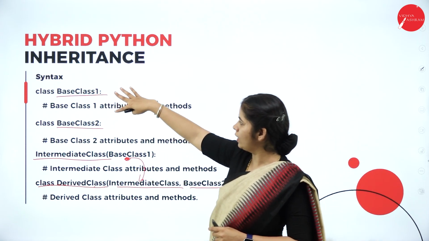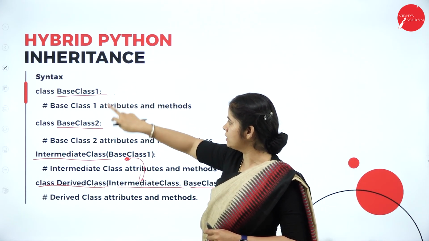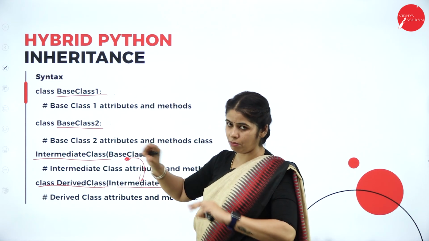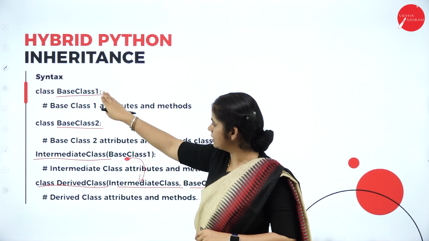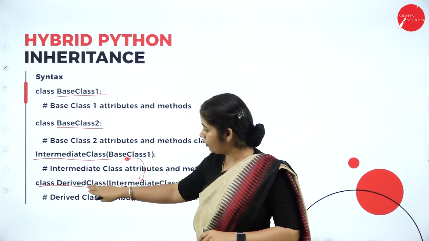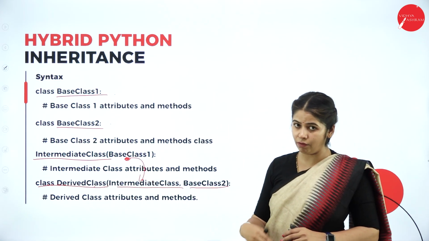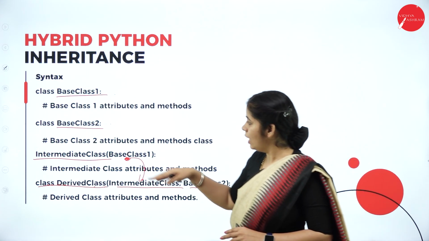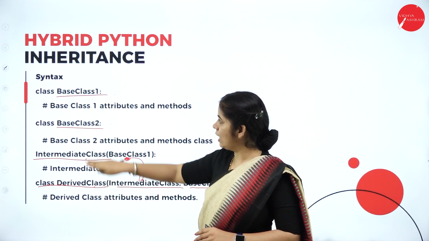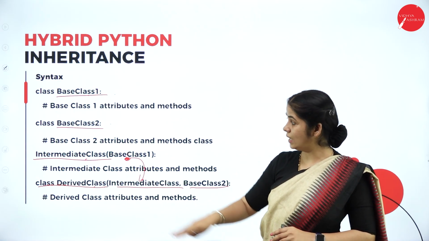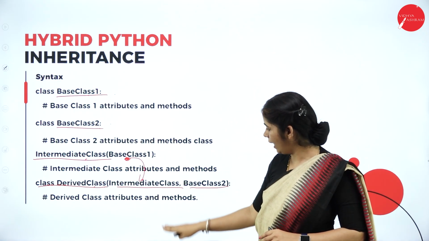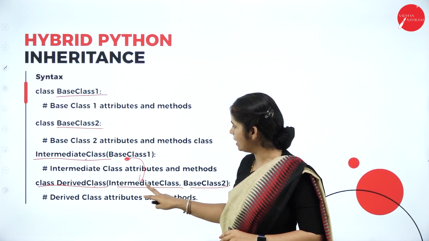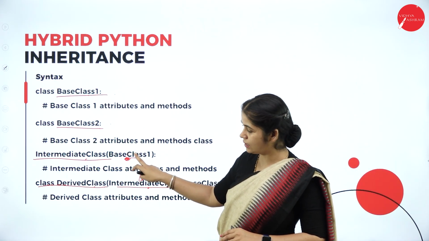Okay, what are we doing? We are creating two base classes, base class 1 and base class 2. The intermediate class, meaning the middle class, will be derived from base class 1. Next, what are we creating? We are creating the derived class. Which classes is the derived class derived from? It is derived from the intermediate class as well as from base class 2. Right, the intermediate class and base class 2. Indirectly, the derived class is inheriting the properties of base class 1 through the intermediate class.